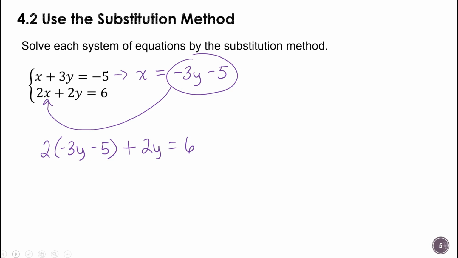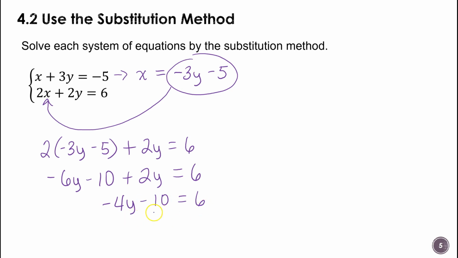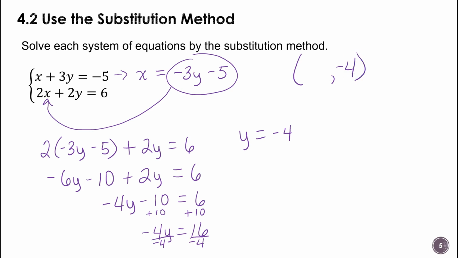All right, so we have to distribute the 2, so that's negative 6y minus 10 plus 2y equals 6. Negative 4y, because I combine negative 6y and 2y, minus 10 equals 6. I'm going to add 10 to both sides. So negative 4y equals 16. We divide by negative 4, and we find that y equals negative 4. So when I write my ordered pair solution, the y is negative 4.